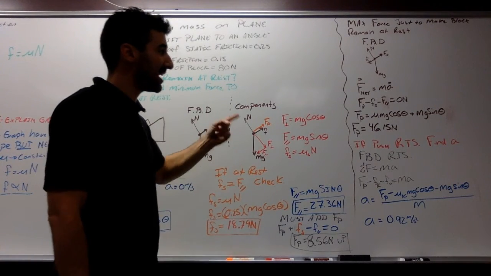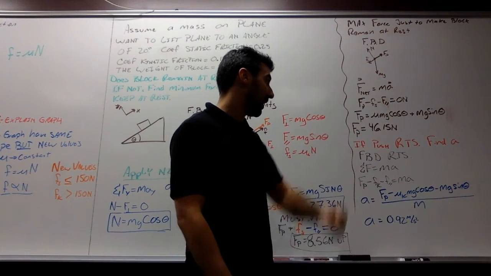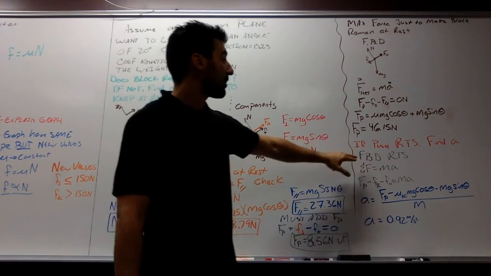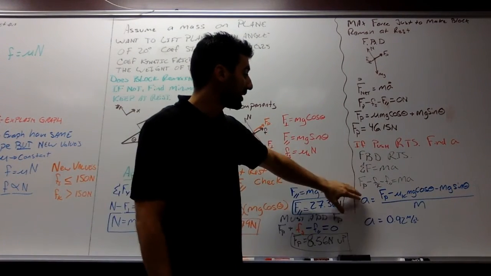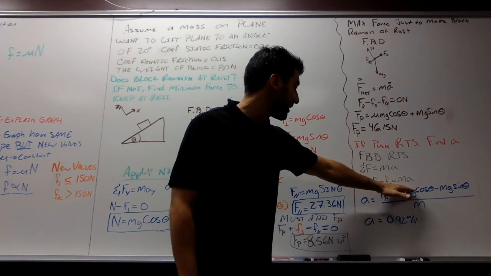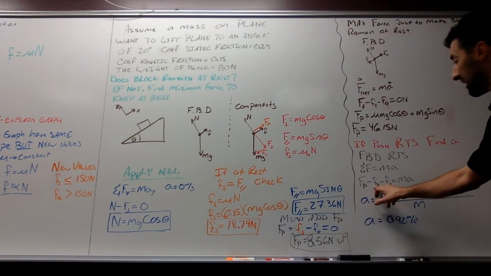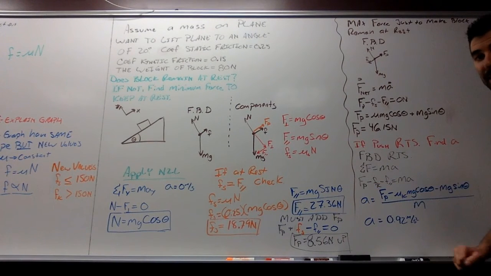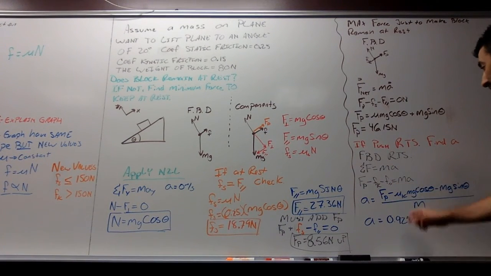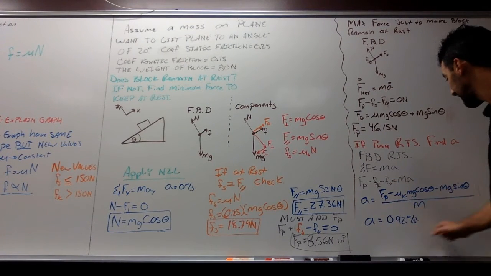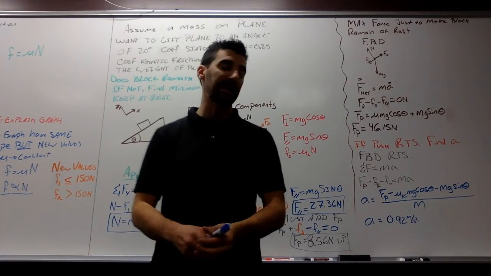My last question is, if I continue to push at that rate, the block is going to accelerate. I want to know what that acceleration is. The free body diagram remains the same because the friction is still opposing motion. The only difference now is I have the exact same formula as I did up top, except instead of static friction, I'm using kinetic friction. So I have the push force minus kinetic friction minus the parallel force equals ma. Rearrange, solve for a. We get an acceleration of 0.92 meters per second squared.